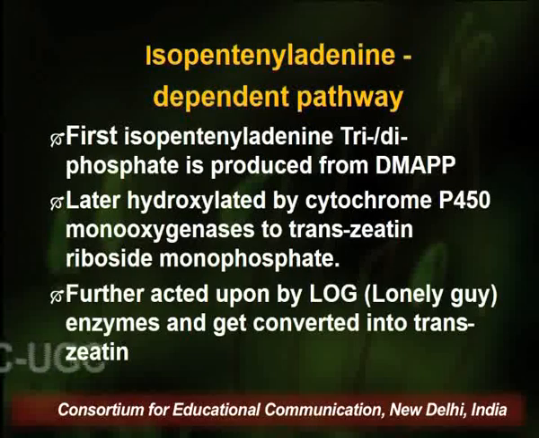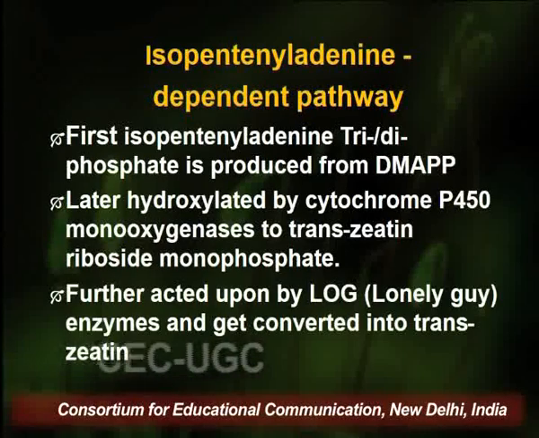And this ribomonophosphate trans-zeatin is acted upon by the LOG enzyme, which is also known as the lonely guy enzyme, and it gets converted into trans-zeatin. Now this interesting name, lonely guy, was given to these enzymes because they were first isolated from rice mutants, which contain only a single stamen and no pistil. And since only a single stamen is present, the name lonely guy was given to these enzymes.